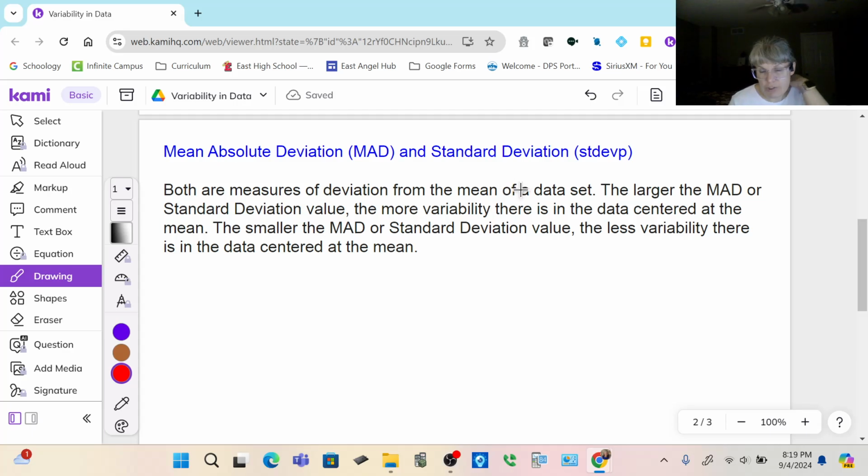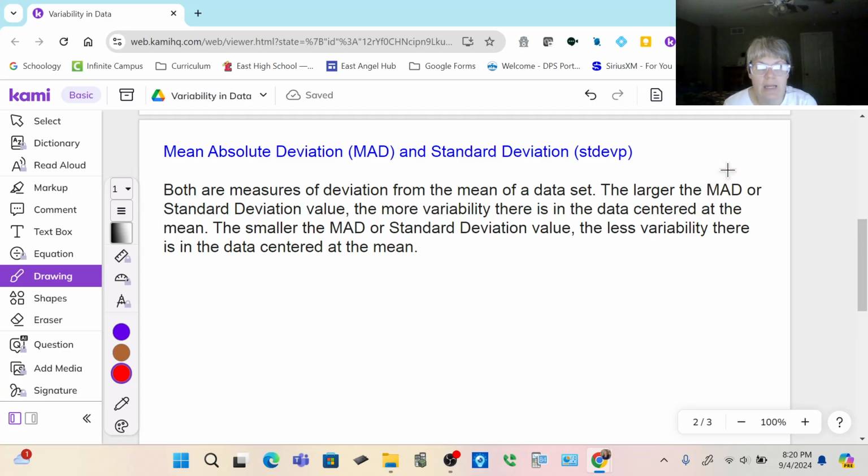Standard deviation also has a method, but we used the standard deviation for population feature of Desmos to calculate it. There is a formula for it, but we aren't going to worry about that in this particular class. What you need to remember about both of these types of deviation is that they are both measures of deviation from the mean of a data set. So how spread out is the data from the mean?